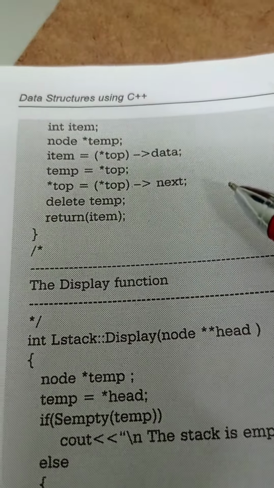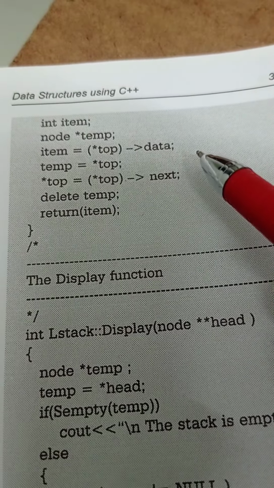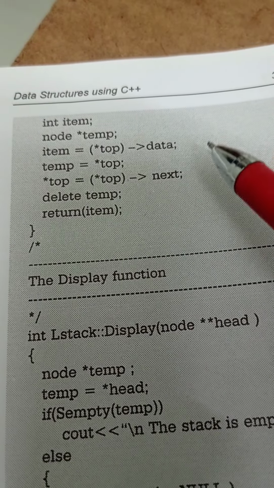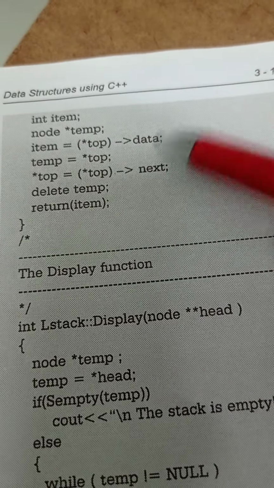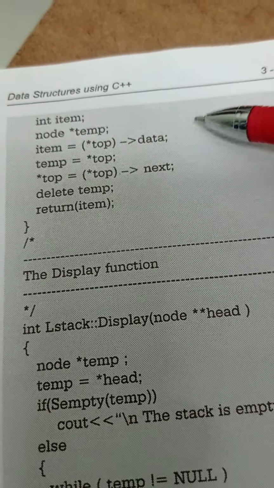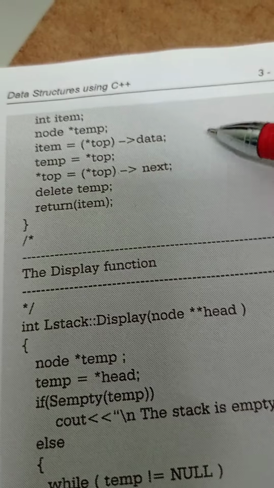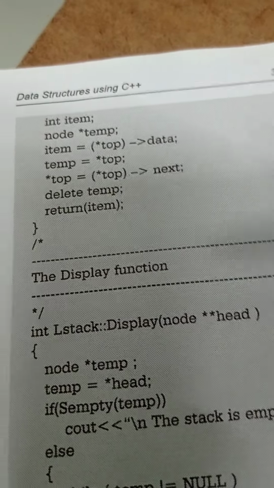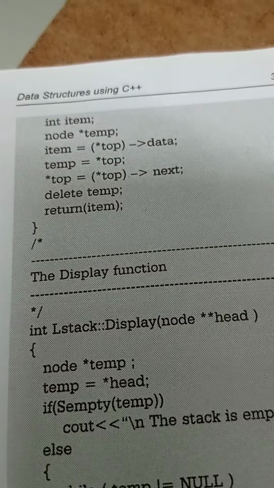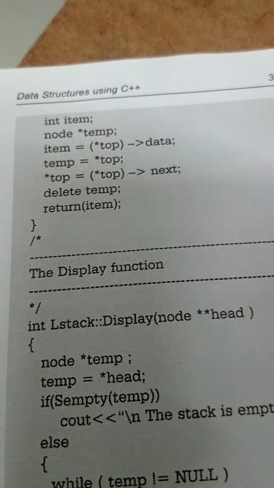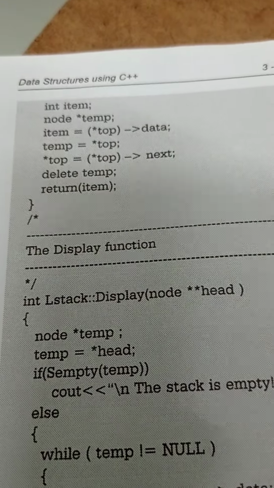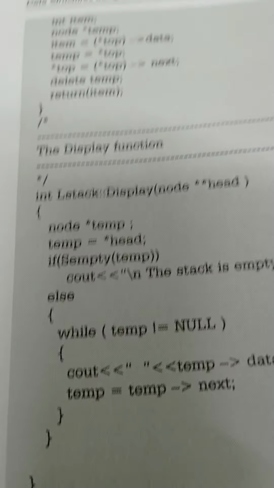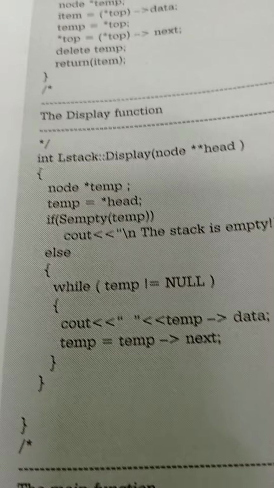For that, using this instruction, that is item equal to top data, temp equal to top, top equal to top next, delete temp. Using these instructions, we can delete the item or data, and also the next field will point to the next data, which is to be pointed by the top of the stack. This is the pop operation.